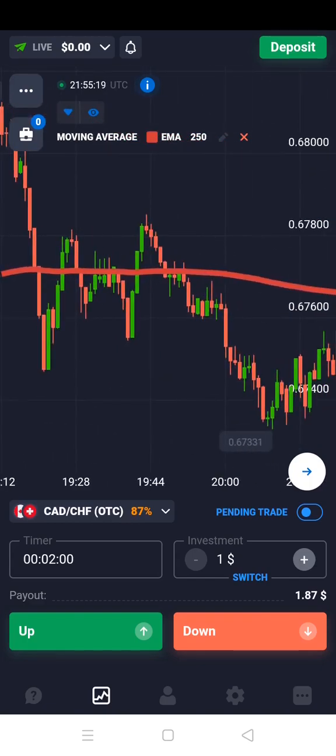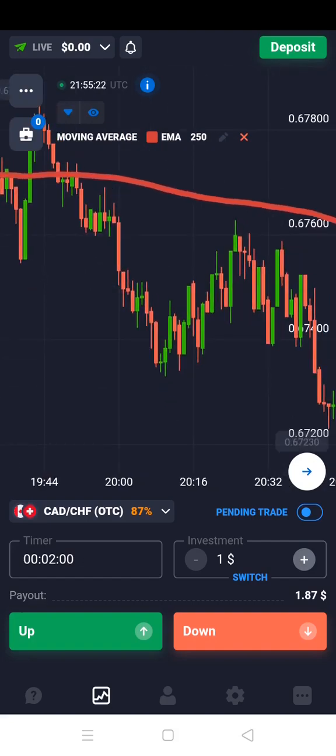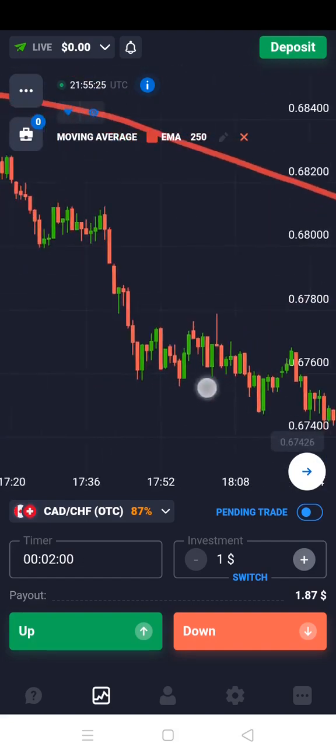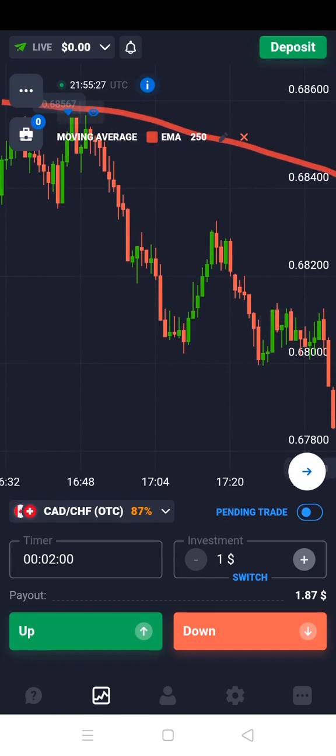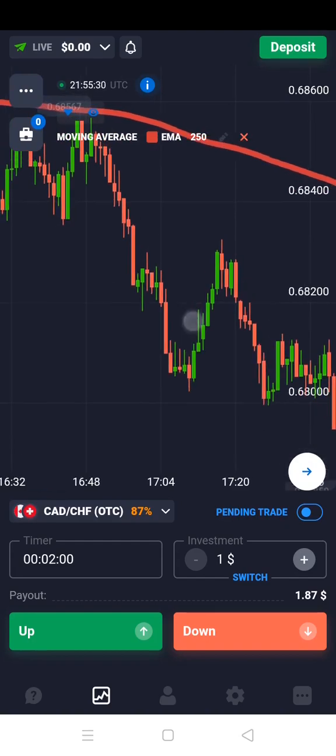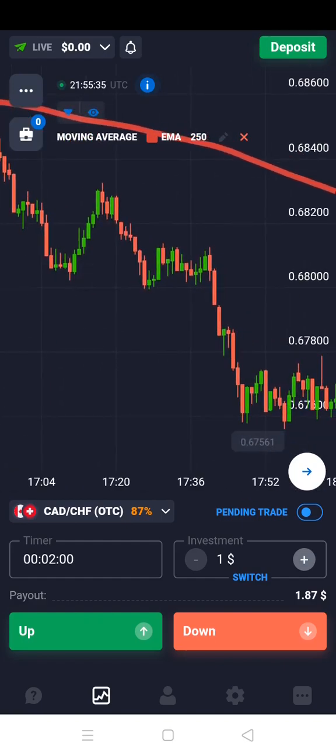The 250 EMA line shows us the overall trend of the market. Over here you can see it's a downtrend, and that's because the candlesticks are under the 250 EMA line. I'll go more into this detail during the strategy video guides. All right, so that's what the trend indicator shows you.